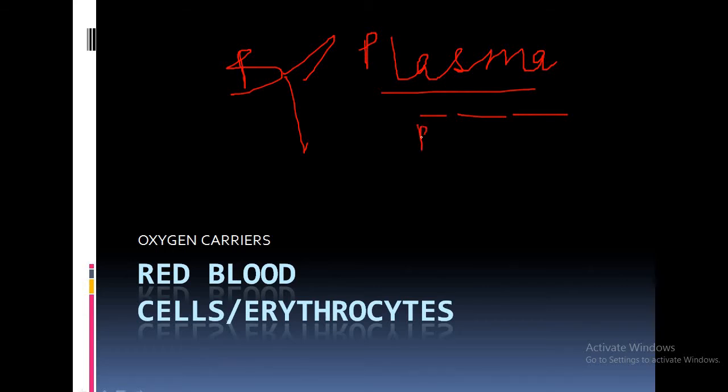So we are going to start with the first type of blood cell, that is red blood cell. Red blood cell is commonly also known as oxygen carriers because they carry oxygen. We will see further details about it. Red blood cell is also known as erythrocyte. The term erythro means red, and cyte means cell. This cell is red in color, so that is why it is known as erythrocyte or the red blood cell or the red blood corpuscles. So let's start with the class.